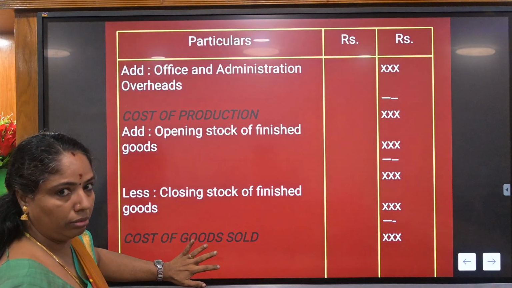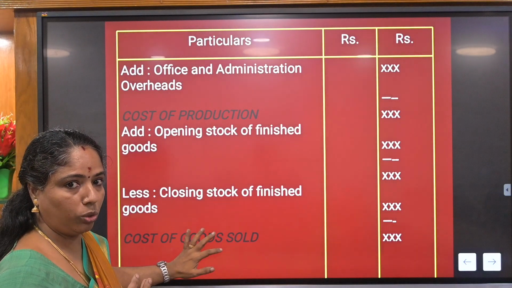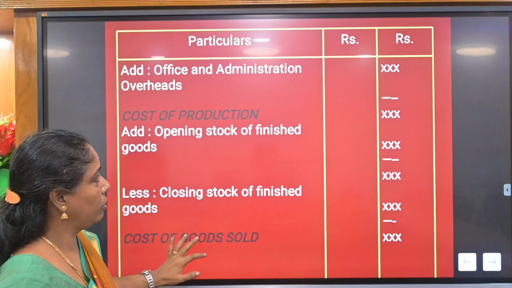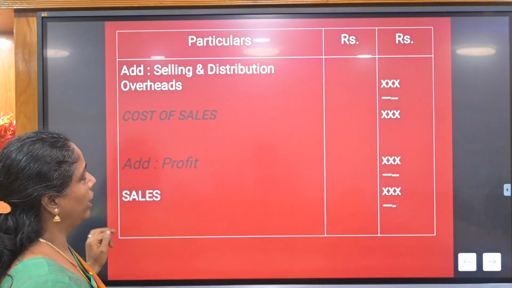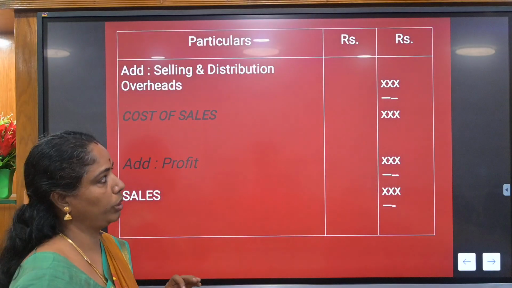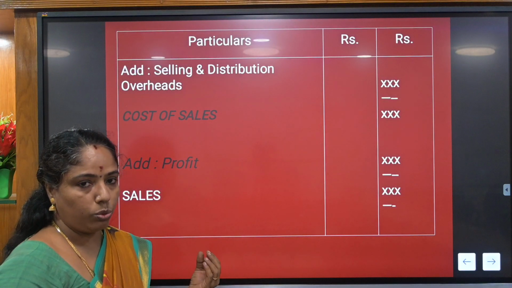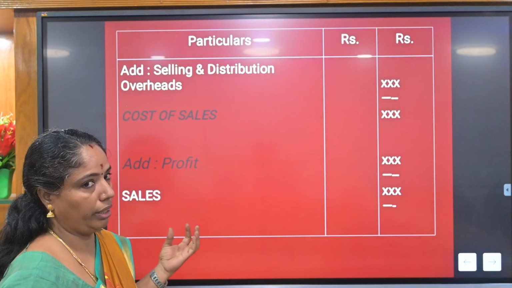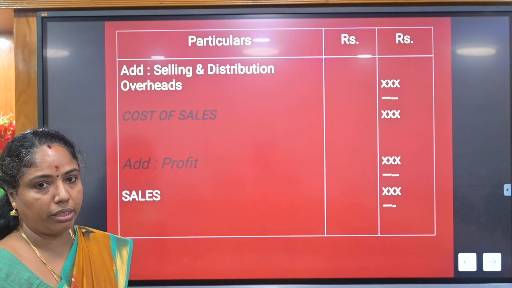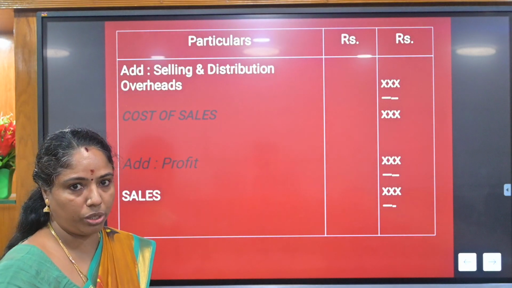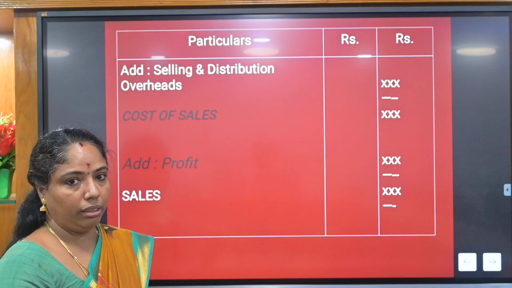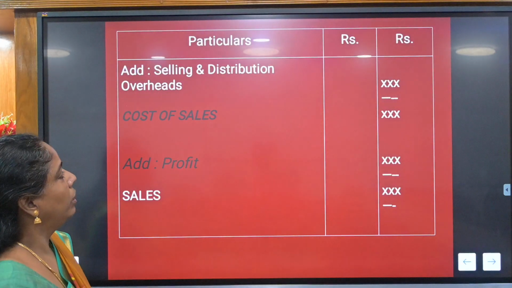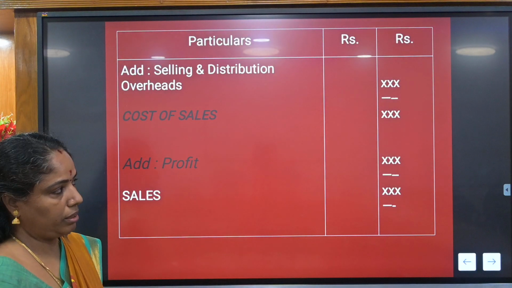So till now we have found prime cost, then factory cost or works cost, then cost of production, cost of goods sold, and finally we are adding selling and distribution overheads. Here the expenses which are related to sales and distribution come under this heading. The expenses may be advertisement expenses, travel expenses, distribution expenses, delivery van charges. This all comes under this category, selling and distribution overheads. That gives cost of sales.